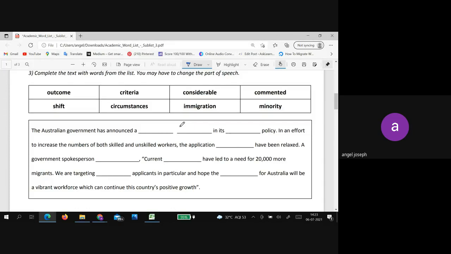You want to try out the first one? I'll help you out with that. The Australian government has announced a considerable shift in its immigration policy. Very good. Considerable. Let me put it as 1. Considerable is going right here. Shift, this is number 2. Considerable shift in its immigration policy. This is number 3.